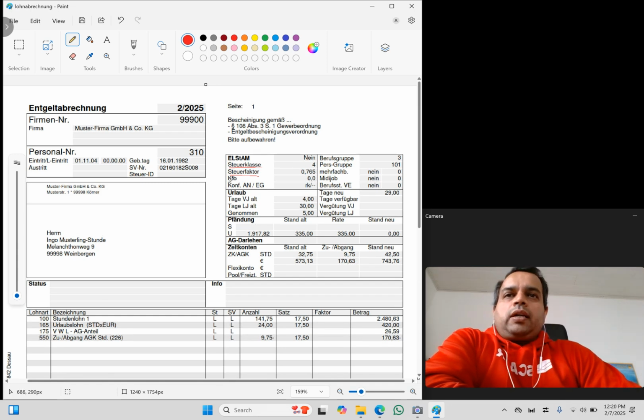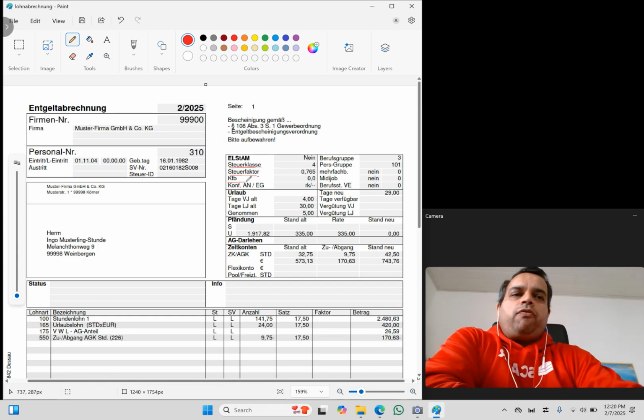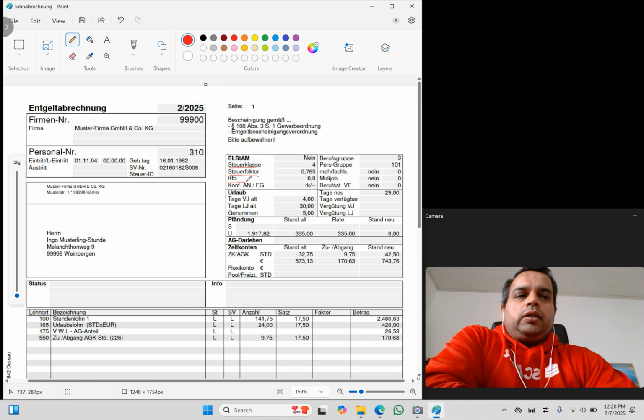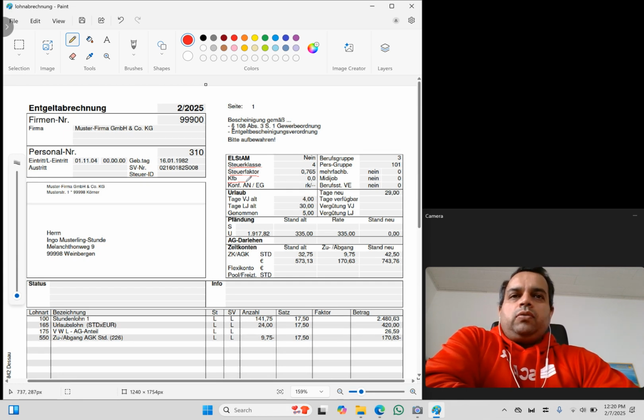Then you see here the Kinderfreibetrag, or the standard tax deduction for children. Depending on how many children you have, you can have this deduction from your taxable income, which in the end will save you some tax. Every child is counted with a Kinderfreibetrag of 1. So if you have 1 child, it is 1. If you have 2 children, 2, and so on.